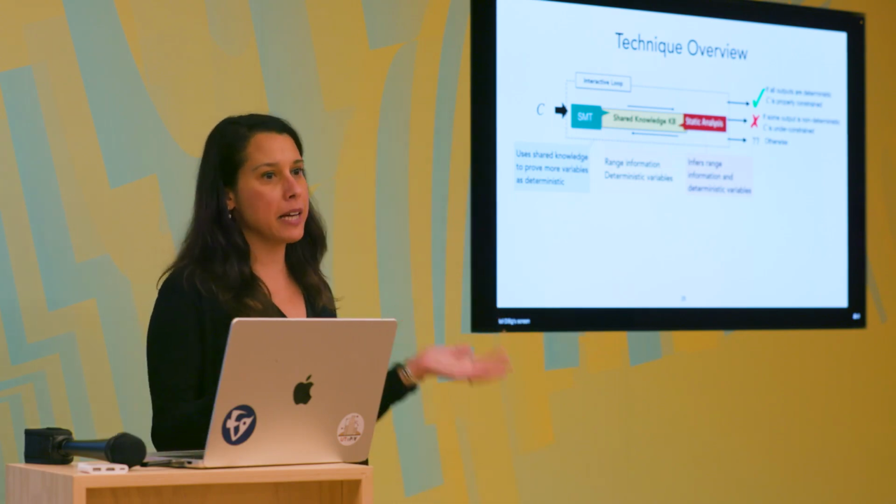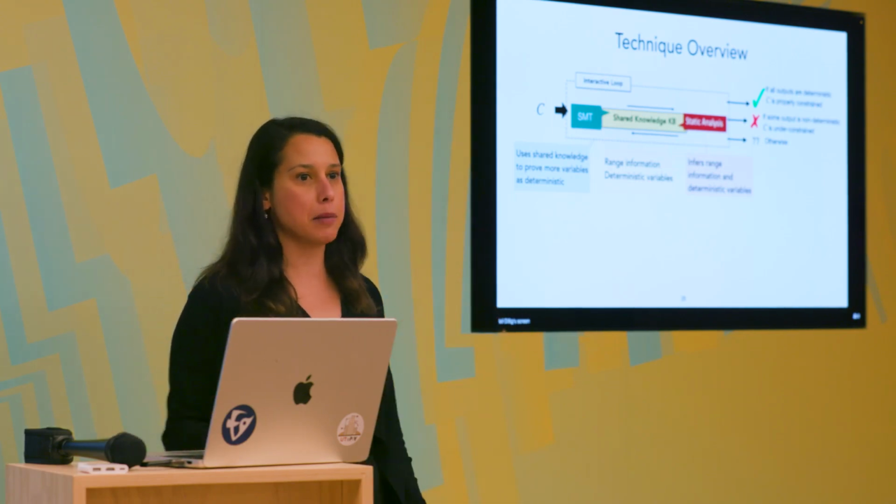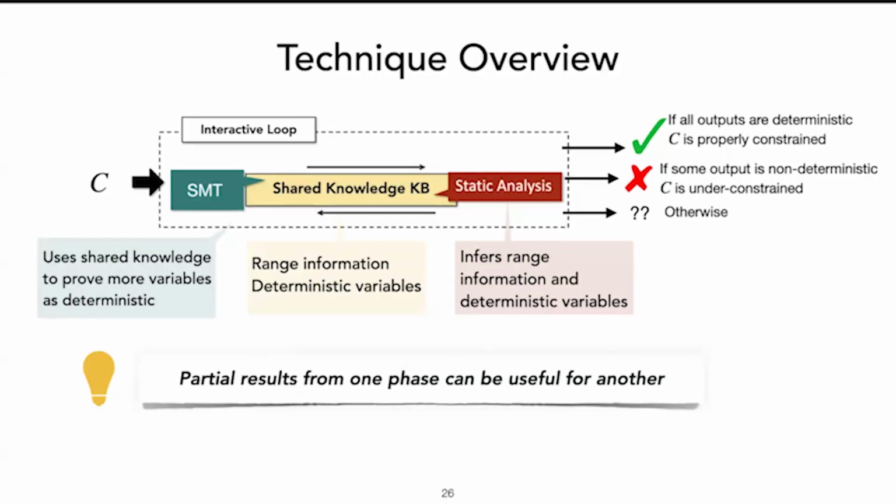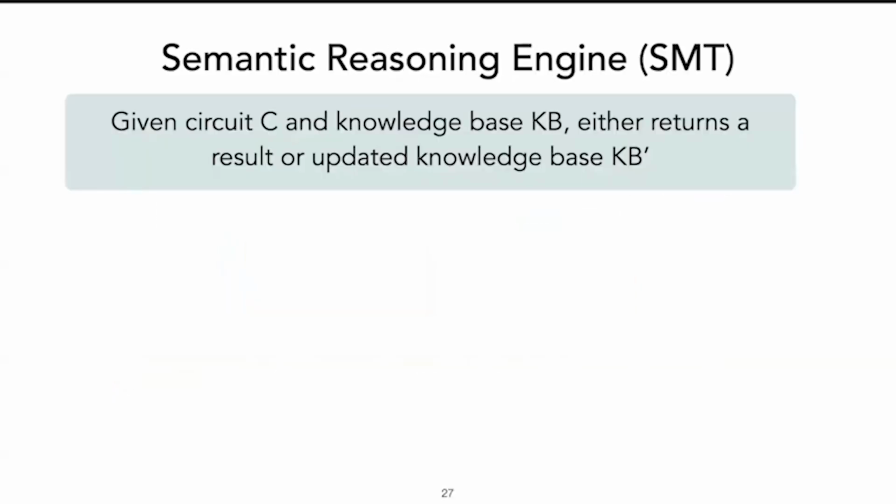Because when we make a query to the SMT solver, it may not be able to provide an answer in some cases. And the key point that I want to make here is that the SMT solver and the static analyzer play a complementary role to each other, in the sense that partial results from one phase can be useful to the other, as we will see shortly. So let me talk about these two components in a bit more detail.